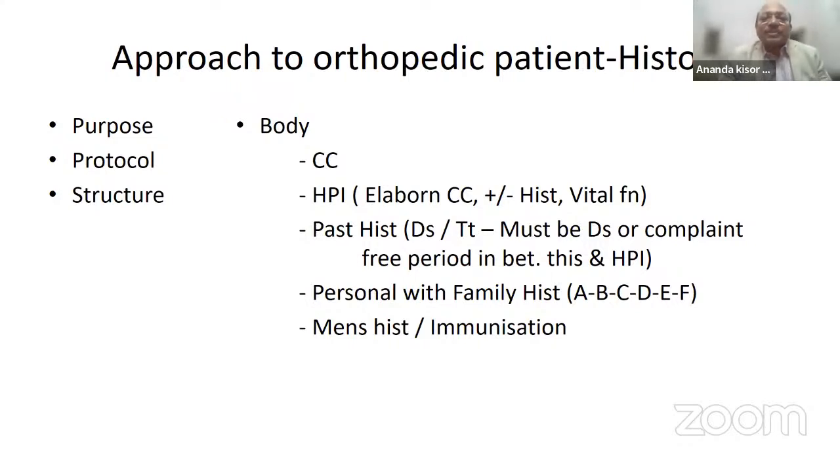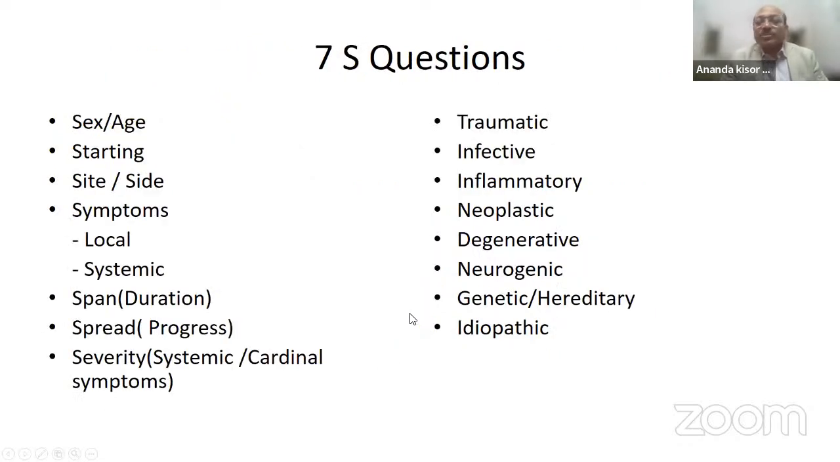So, just some basic slides. Like the approach to the patient: you have to take the history. There's a specific purpose, to categorize the disease. It has a protocol, as you know: chief complaints, history of present illness, past history, personal history, family history, and menstrual history. Now, how to start that history?